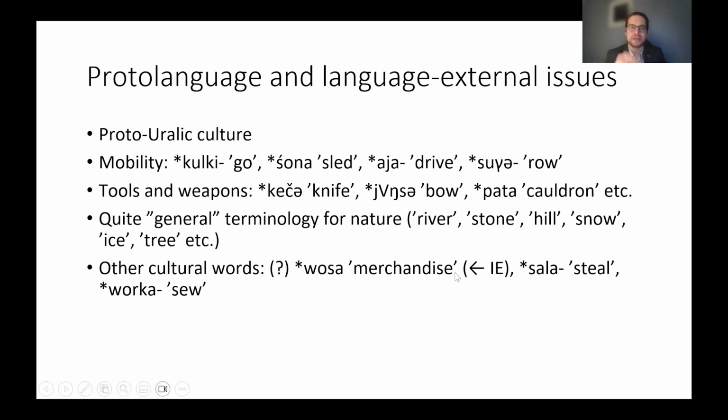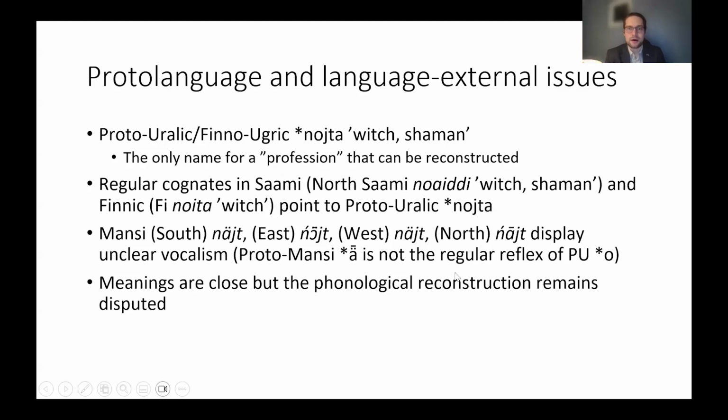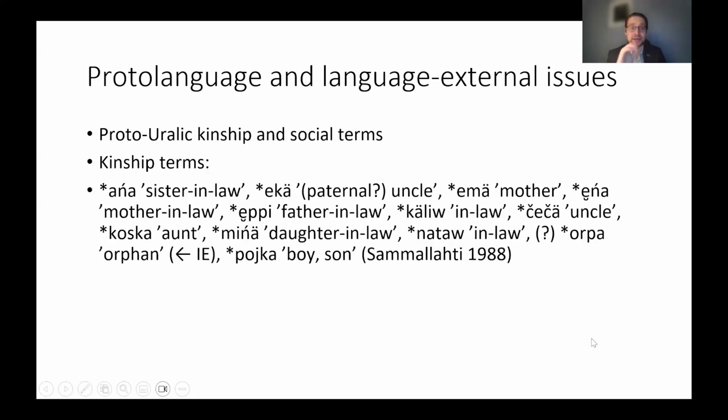But then if you look at some cases that might be more interesting, like the words for some kind of shaman, that's something which we can't necessarily reconstruct for Proto-Uralic because of unclarities in the vowel relations. So here we have close meanings between cognates, but the phonological irregularities make it difficult to decide whether we really can reconstruct this into Proto-Uralic.